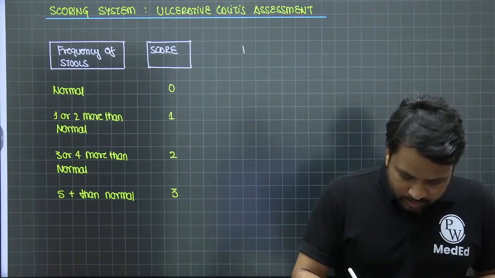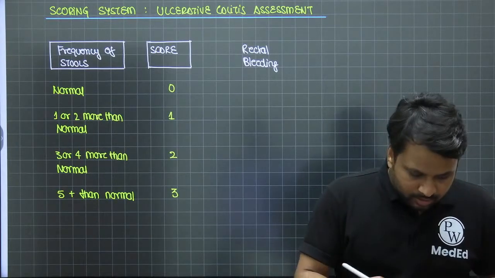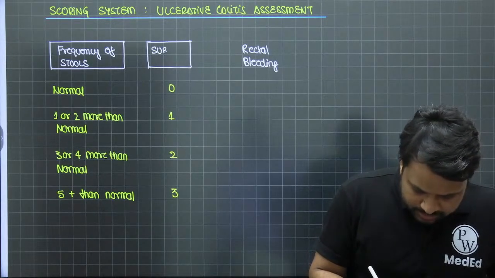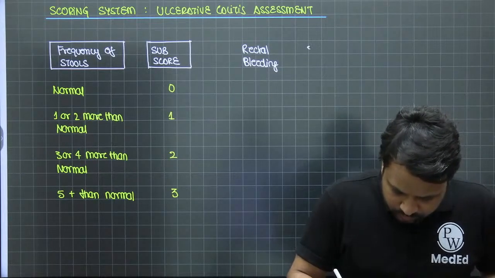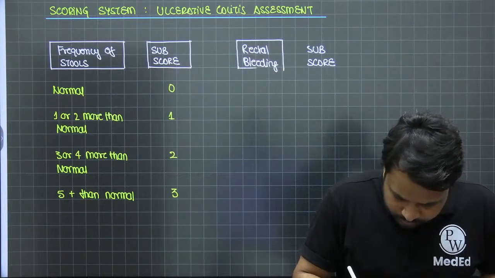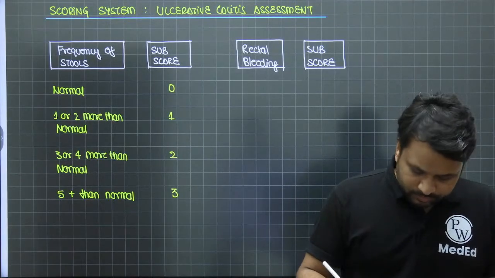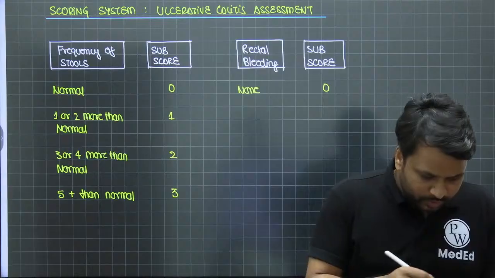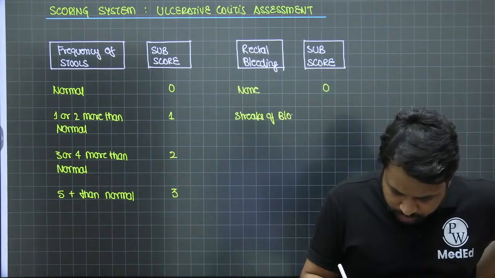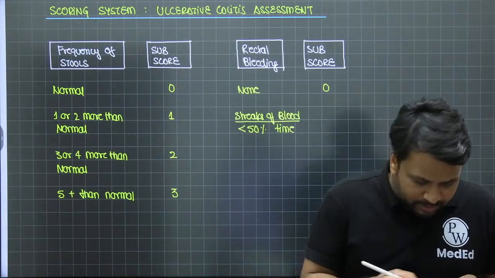The second component in the scoring is about the rectal bleeding. It is going to be the rectal bleed, and then you have a score. We call it a sub score rather than saying the total score. So here also we look at the sub score. Right. Now look at the rectal bleeds. If there is none, there is no rectal bleed, a score of 0 is given. If there are streaks of blood, but less than 50% of the time, that means every time the patient passes stool, score of 1.